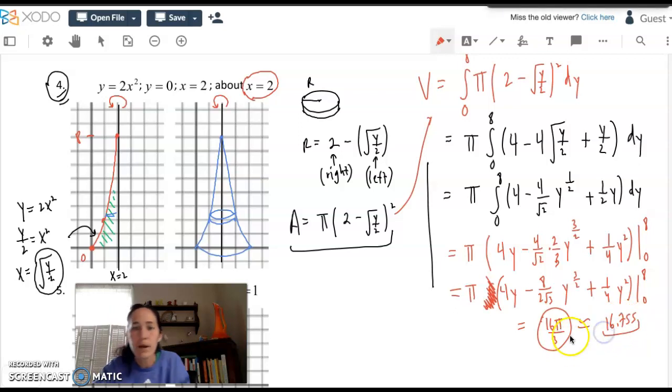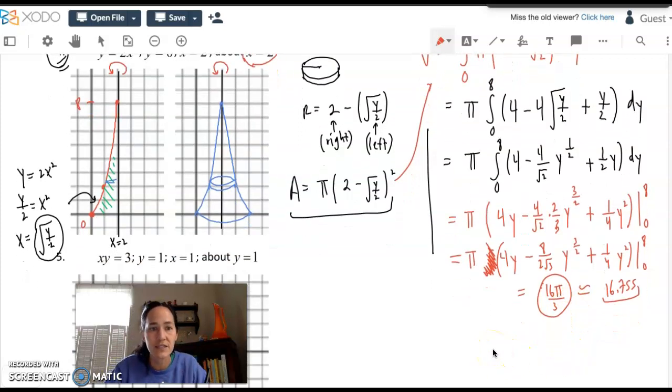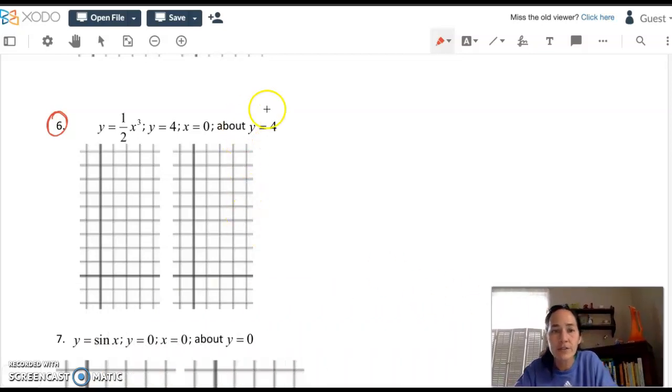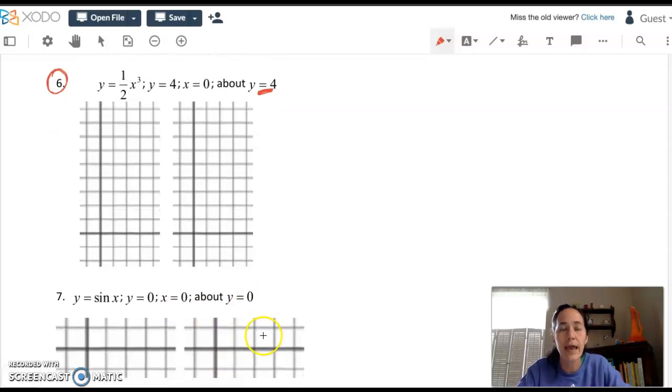As a rounded decimal, try 16.755. But I want to take a look at one of the ones that was further down the page. Can we look at number 6 together for the setup? Plus, it's good practice for us. We just tried a problem that had a vertical axis of revolution, so we did it all in terms of y. And this one is revolving about a horizontal line, y equals 4. So here's another example where we can go back to doing everything in terms of x. Let's give it a try.